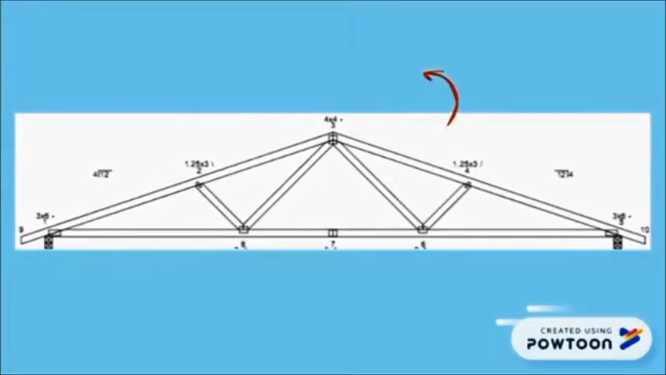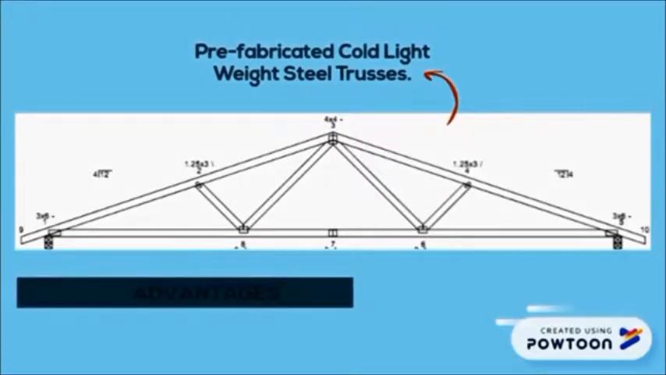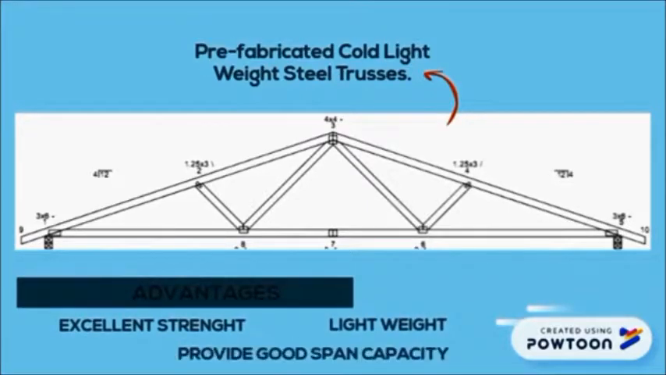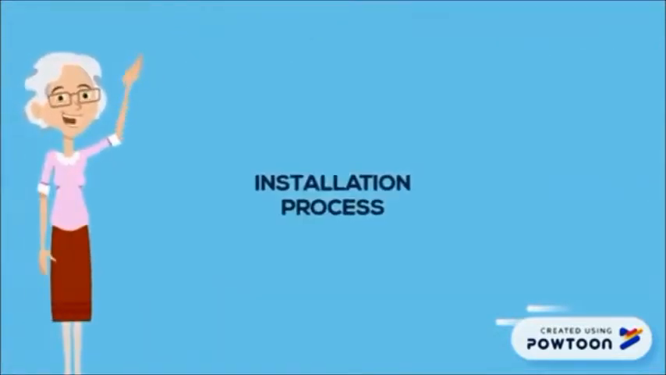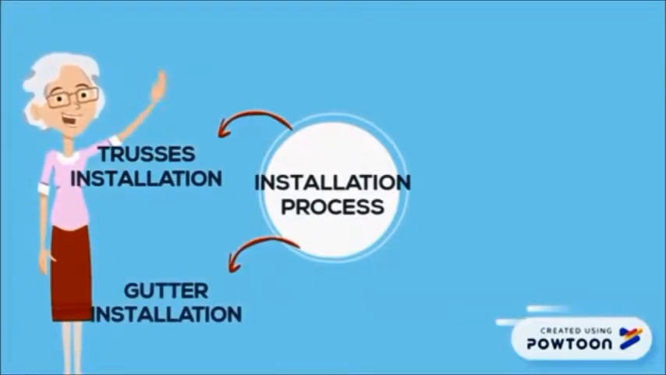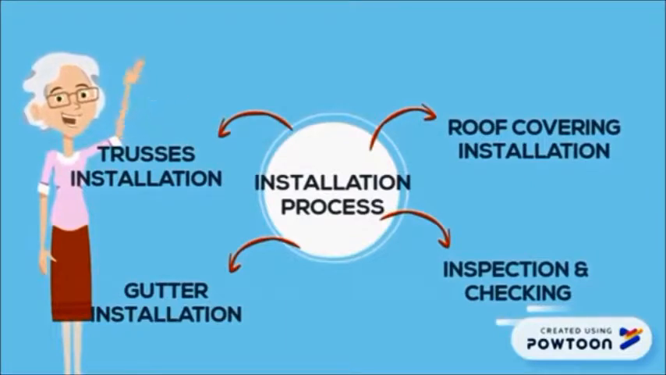The pitched truss roof form uses prefabricated cold-formed lightweight steel trusses, and its advantages are excellent strength for the trusses, and it is designed to be a lightweight structure and provide great span capacity for the roof. The installation process consists of truss installation, gutter installation, roof covering installation, and lastly, inspection and checking.